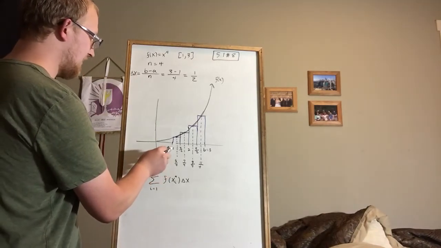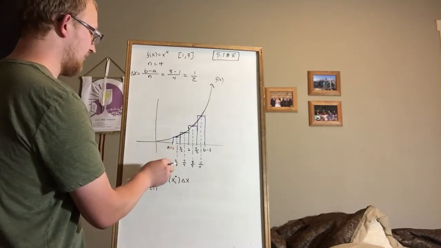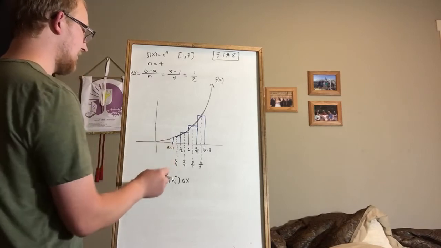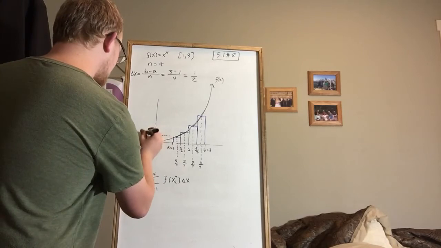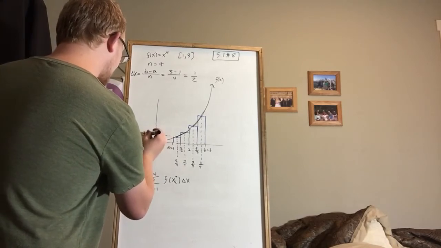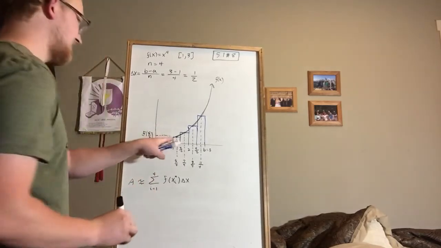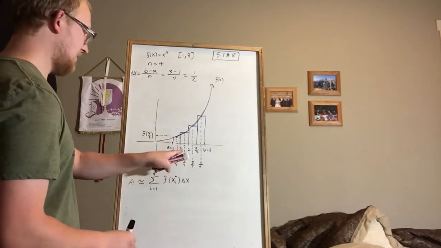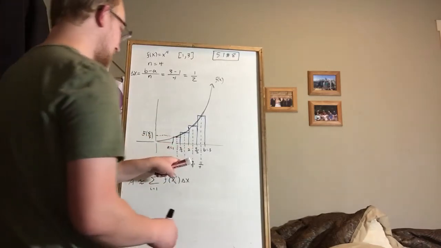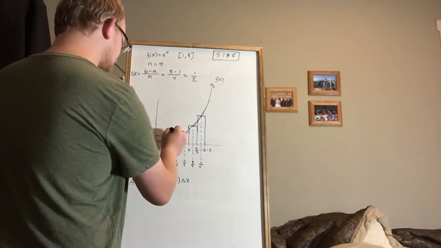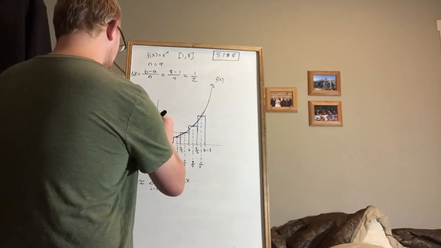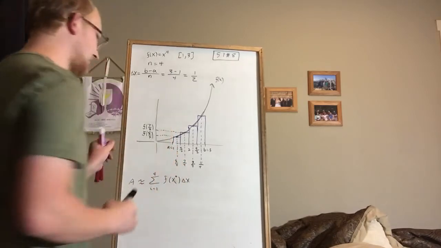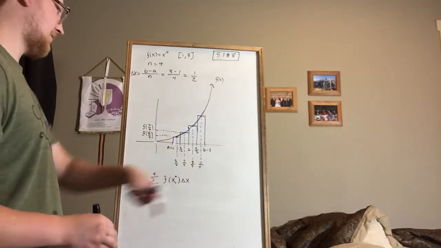So we look right in the middle of 1 and 3/2, and we find 5/4, and we plug 5/4 into our function to get f of 5/4, and that's going to give us the height of our first rectangle. Between 3/2 and 2 is 7/4, and so to find the height of that rectangle, we're going to plug in f of 7/4, and that'll give us the height of our second rectangle, and so on and so forth.